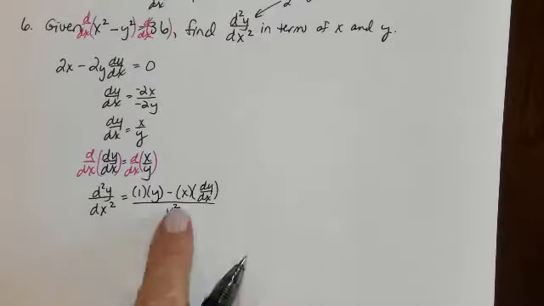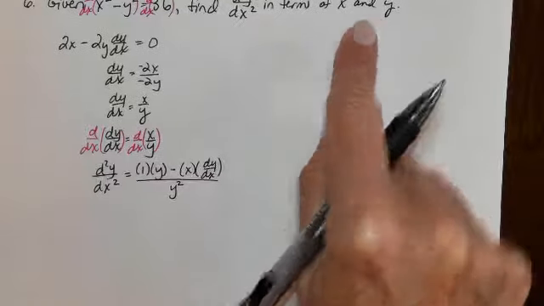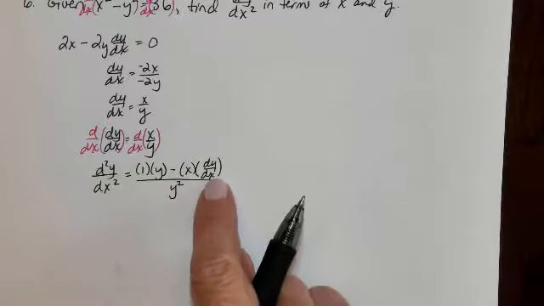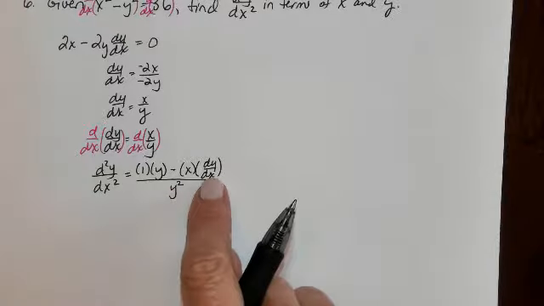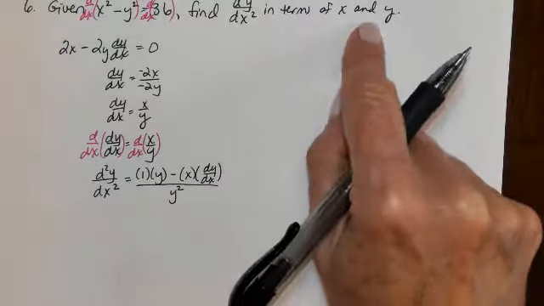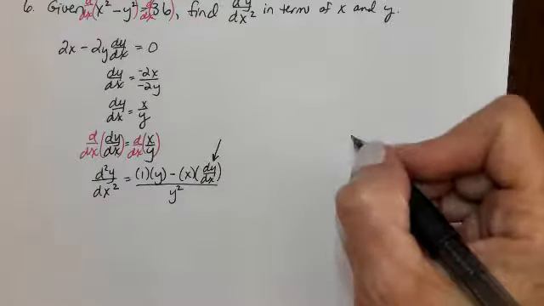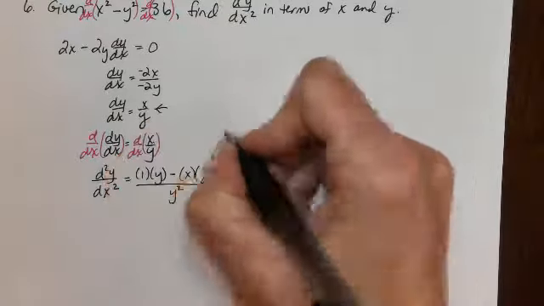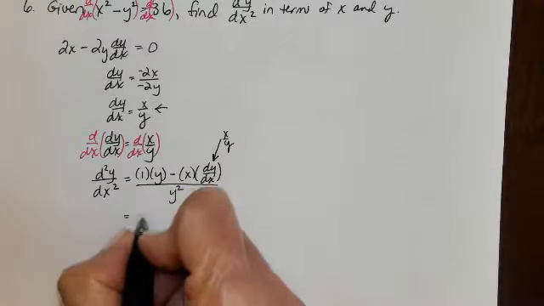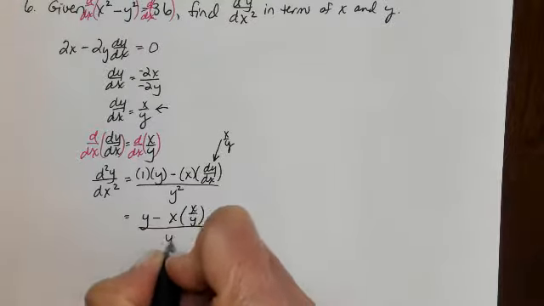Okay, this is the second derivative, but we were supposed to find the second derivative in terms of x and y. Did we find it in terms of x and y? Well, I see an x and I see y's, but I also see dy dx. So right now, it's in terms of x, y, and dy dx. We only want it in terms of x and y. So in place of dy dx, we need to put in there what dy dx is equal to. And dy dx is equal to x over y. So I'm going to plug x over y in for dy dx. So this is equal to y minus x times x over y all over y squared.